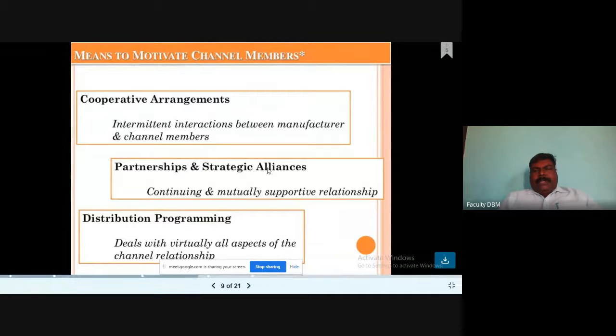Partnership and strategic alliances: a continuing and mutually supportive relationship, meaning they will come to an agreement that for 5 years or 10 years they will be using the products of this company and selling those things. Distribution programming deals with the virtual aspects of the channel relationships. So they are going to sign agreements, they are going to make promises that they will be sticking to that company for this number of years.